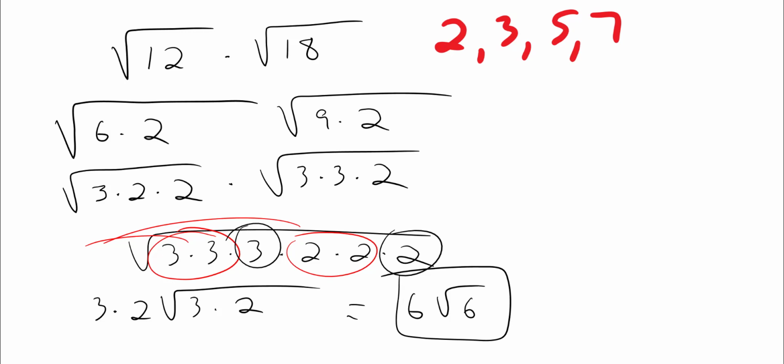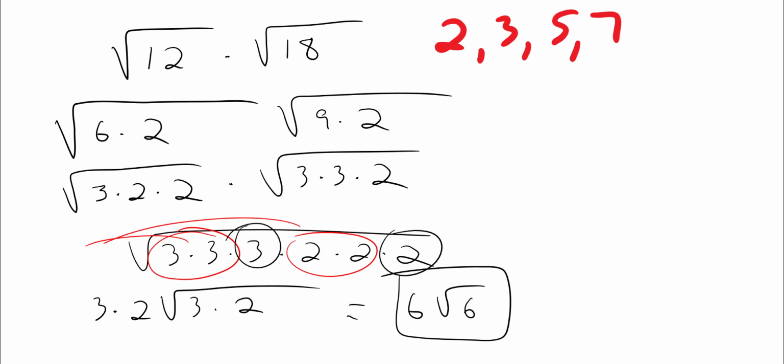If you don't split it up, if you say 12 times 18 and get a big old nasty number, then it's not easy. You've got a lot to do. So that's an important thing about multiplying radicals together: simplify it if you can.